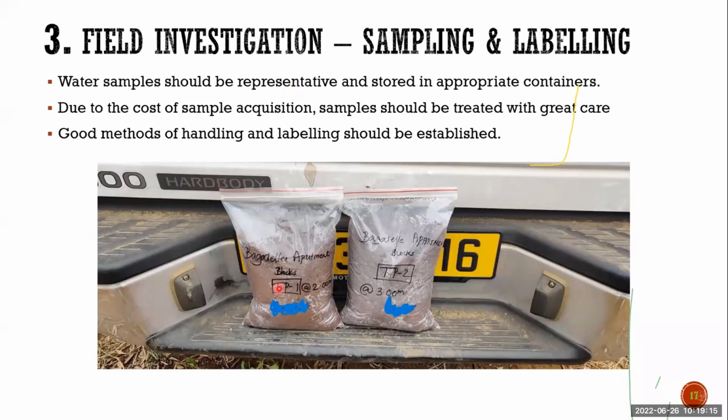This is one of the examples. You can see the project name, which location it was collected from, and what depth it was collected. All this should be labeled, and it should be in a sealed cover, in this way. It's a disturbed sample, actually.